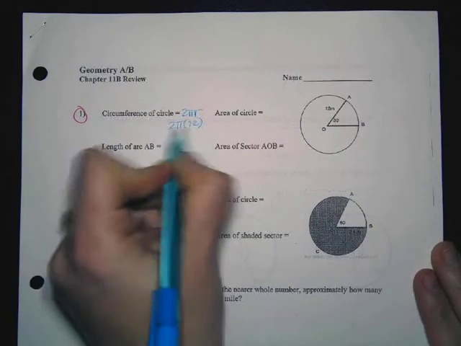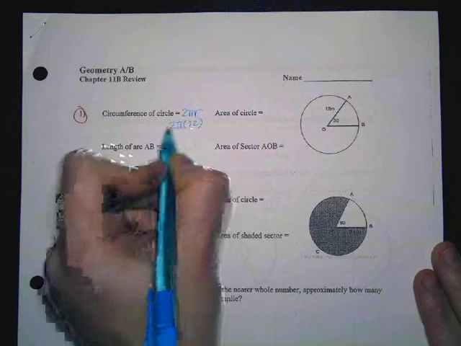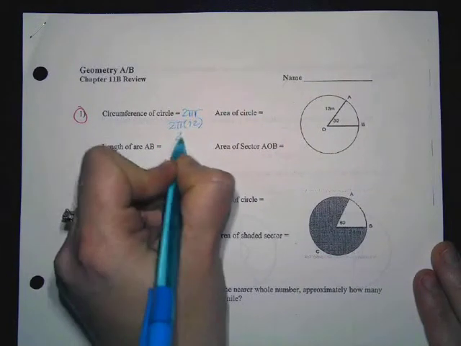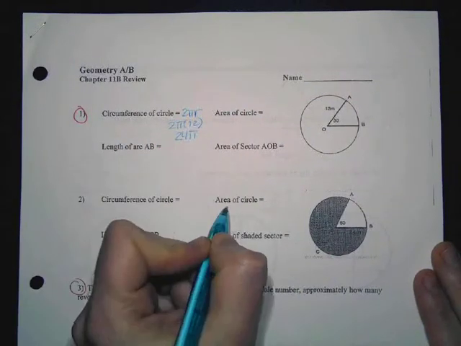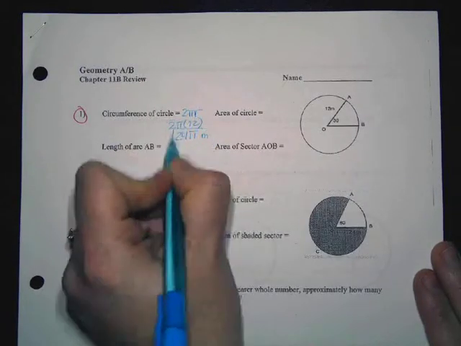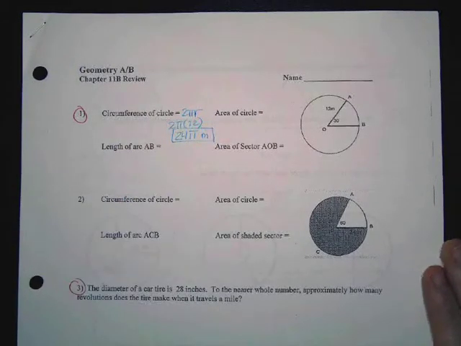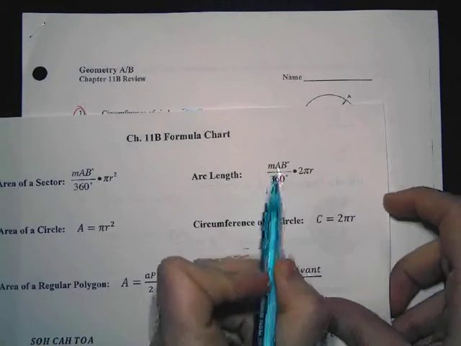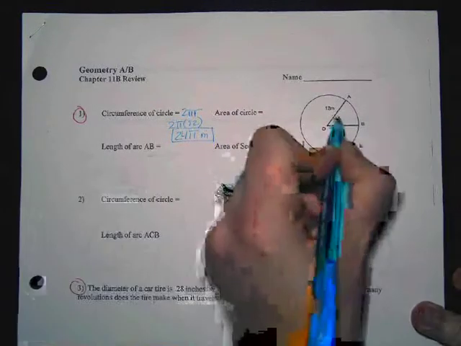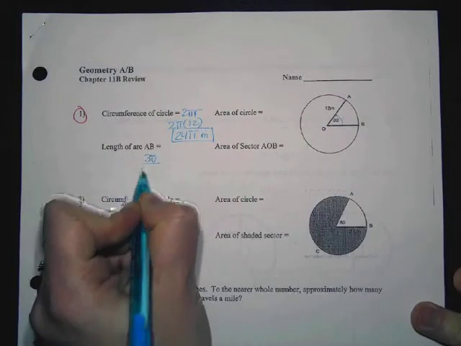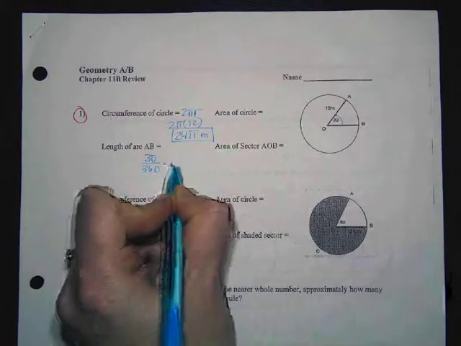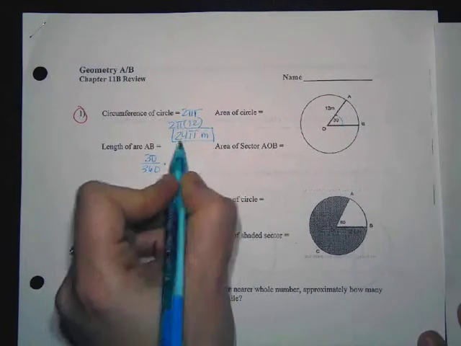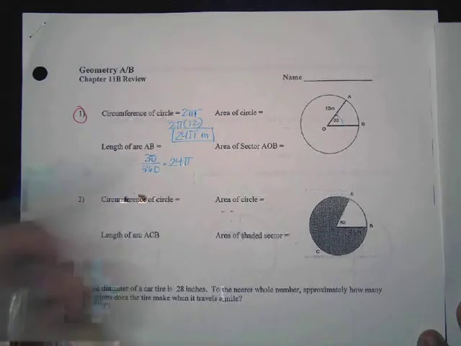So if I want to leave my answers exact, I'm just typing the number part into the calculator. So 2 times 12 is 24 pi. And since my units are meters, my circumference is also going to be meters. Now if I find the length of arc AB, this is the arc length formula on your formula chart, which is the measure of the arc over 360 times 2 pi r. The measure of our arc of AB is 30. So over 360 times 2 pi r, which is our circumference, which would be times 24 pi.